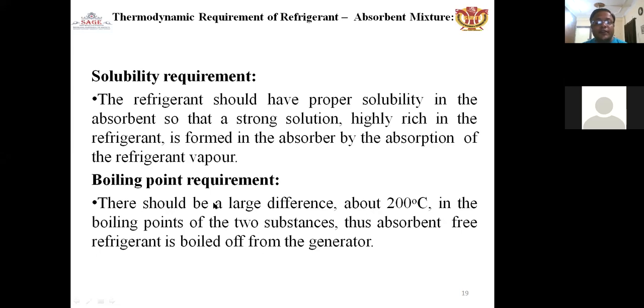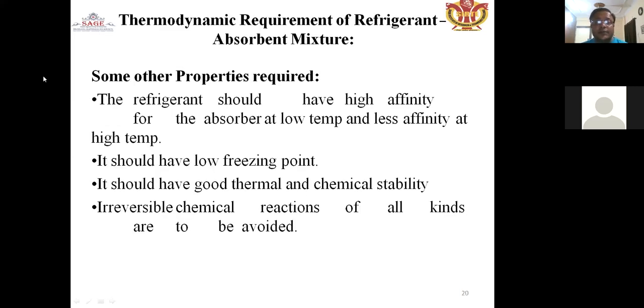Boiling point requirement: there should be a large difference, about 200 degrees centigrade, in the boiling points of the two substances. Thus, absorbent-free refrigerant is boiled off from the generator side. The thermodynamic requirement of the refrigerant absorbent mixture was already discussed in the previous slide.